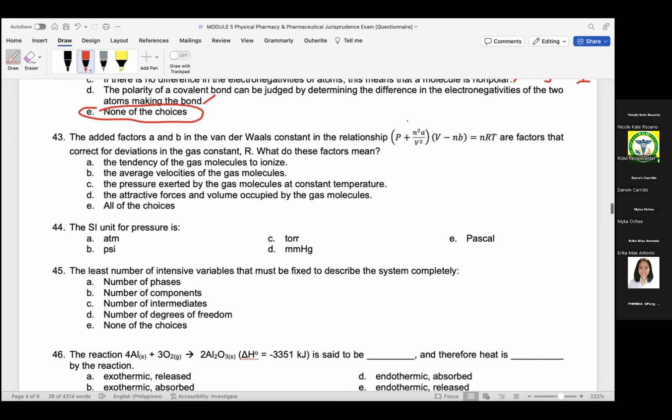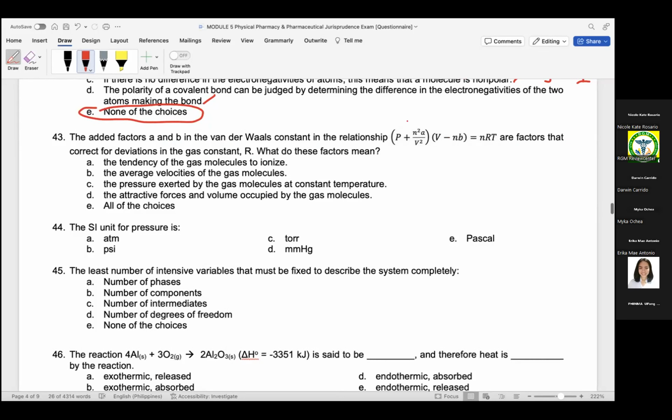Kapag tumaas yung pressure, remember kay Boyle's law, pag tinaas ang pressure, nako-compress yung gas. So nagkakaroon ng chance for colliding or collision. So nagiging liquid sila. So therefore, the correct answer here is letter D.